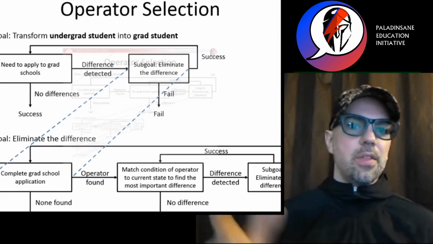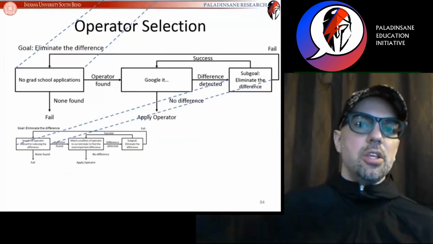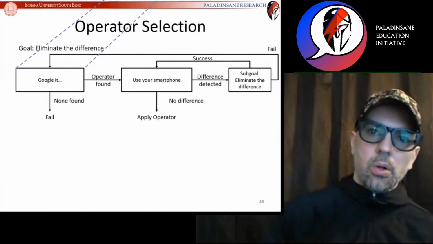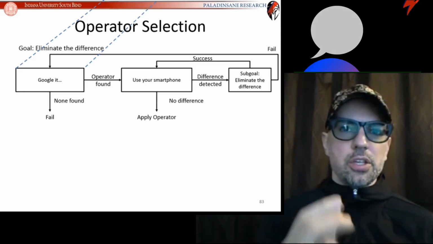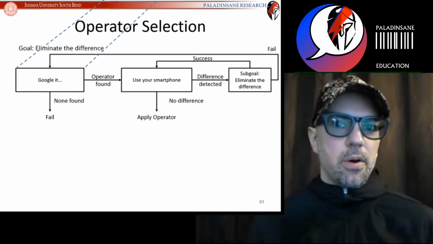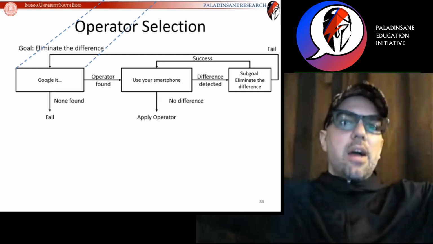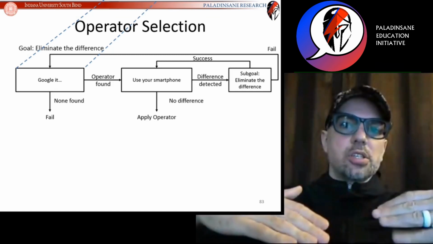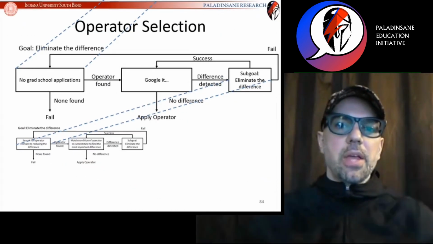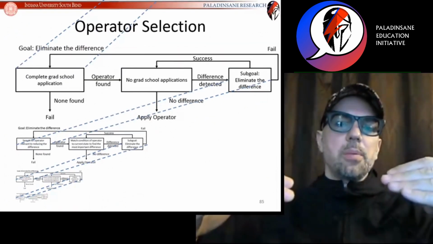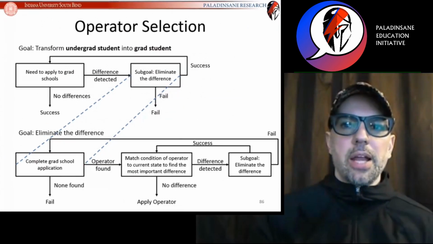So you can see in this analysis here, in this means-ends analysis, you kept breaking down the goal, identifying the biggest difference until you came to a sub-goal that you could solve. Use your smartphone. That you can solve. And then again, that led you back up the entire chain, because once you got your smartphone, you could have Googled it. Once you can Google it, you can find grad school applications. Once you find grad school applications, you can complete those. And once you complete them, you can apply to grad school.